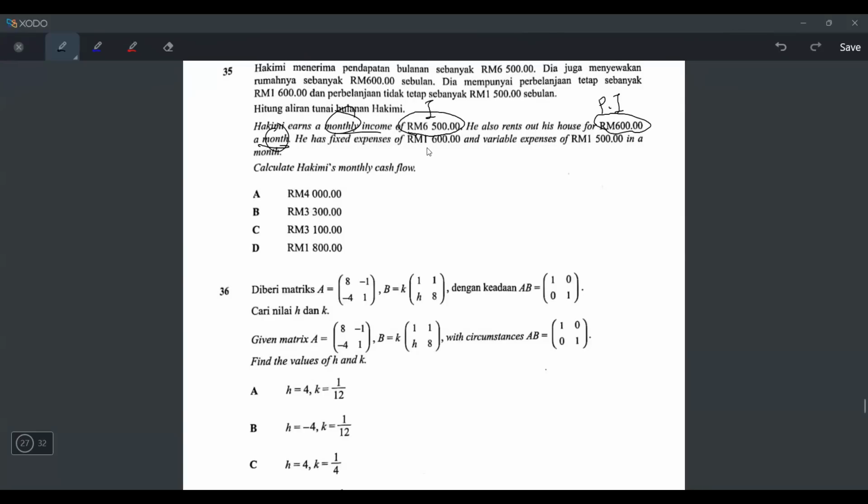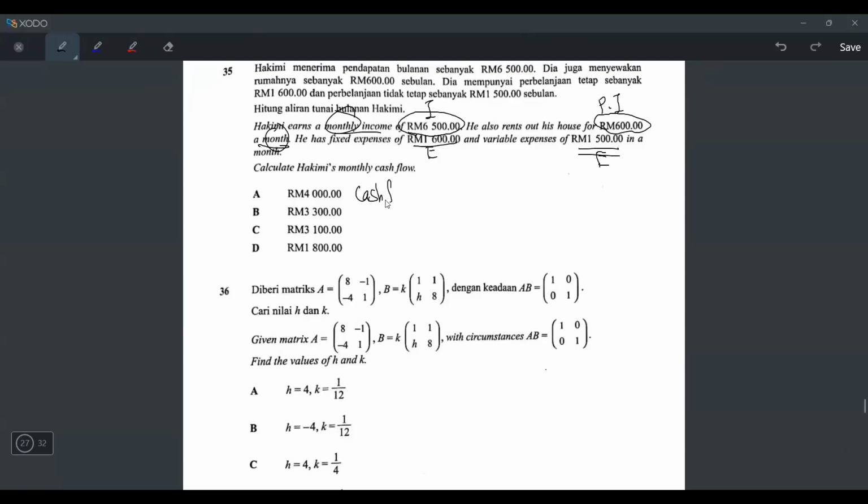He has fixed expenses. So this is expenses, means duit yang keluar. Yang 6,500, this one is duit yang masuk. 600 is also duit masuk, but this one duit keluar. And variable expenses, so expenses is also duit yang keluar in a month. Calculate Hakimi's monthly cash flow.